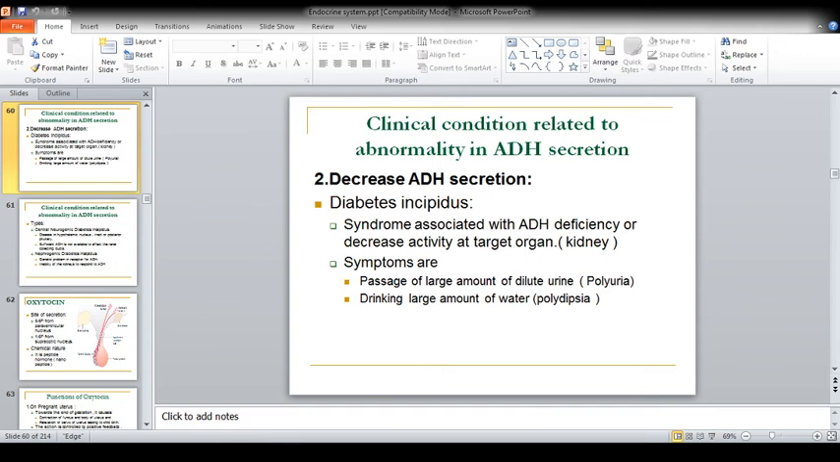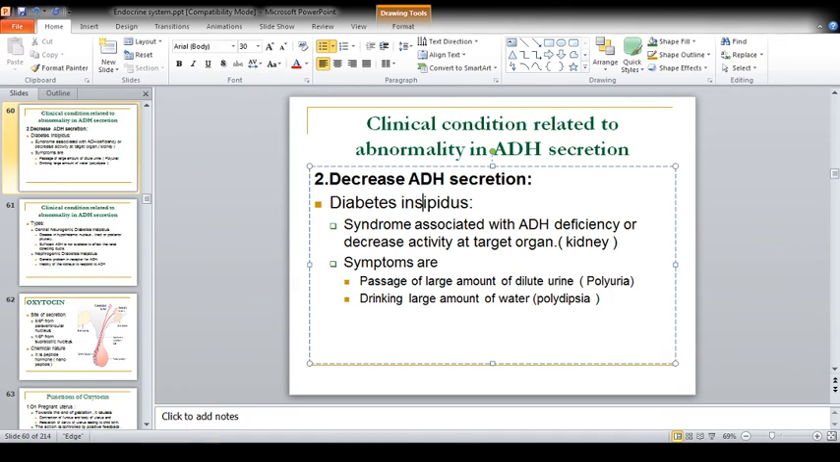The other condition is known as diabetes insipidus. The spellings of insipidus are not right. So diabetes insipidus is a condition in which there is decreased ADH secretion, that is ADH deficiency, or decreased activity of ADH at the target organ. So it may be primary or secondary.